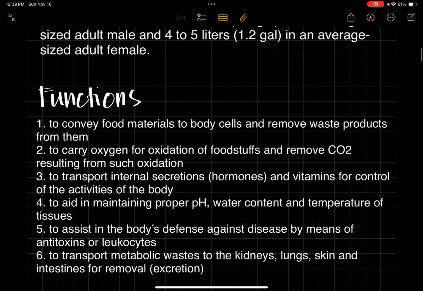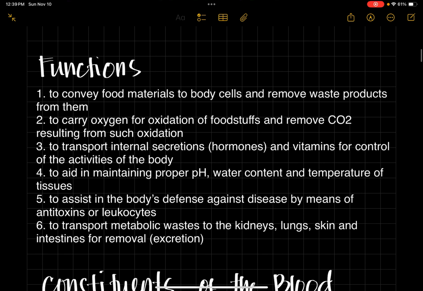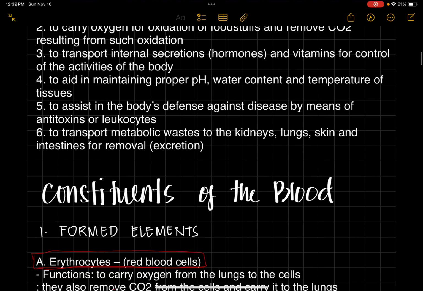So, the functions: to convey food material to body cells and remove waste products from them. To carry oxygen for oxidation of foodstuffs and remove carbon dioxide resulting from such oxidation. To transport internal secretions and vitamins for control of the activities of the body, and to aid in maintaining proper pH, water content, and temperature of the tissues. To assist in the body's defense against disease by means of antitoxin or leukocytes, and to transport metabolic waste to the kidney, lungs, skin, and intestines for removal.